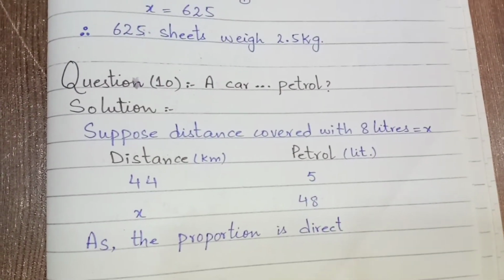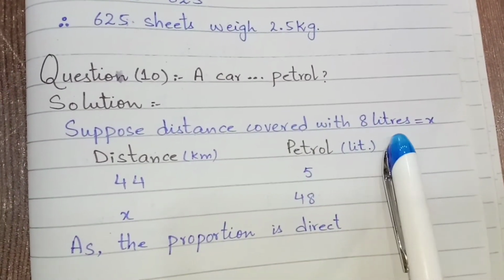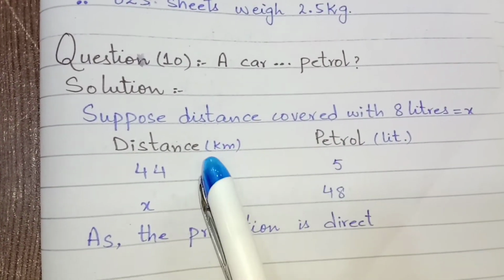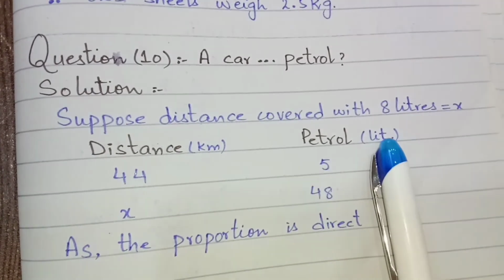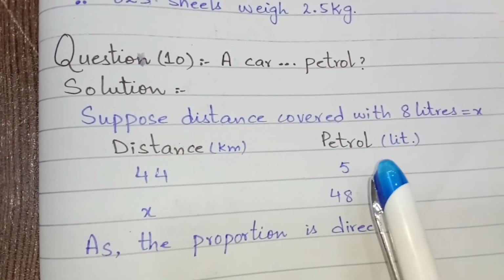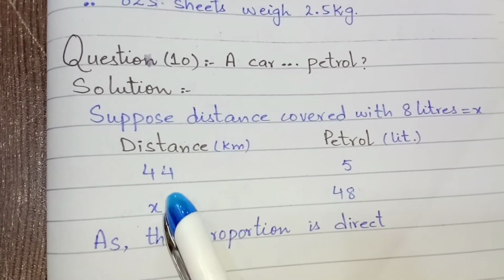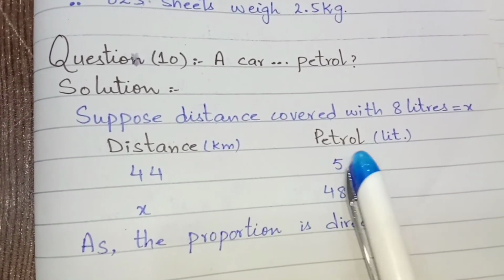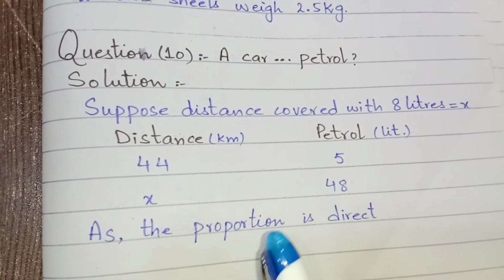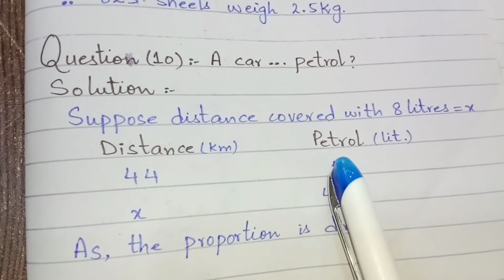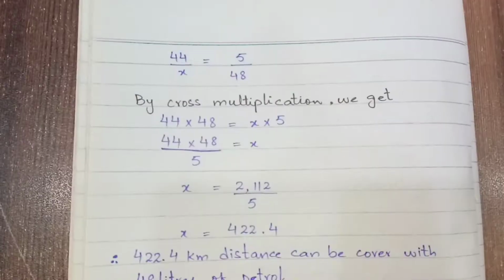So firstly we have to let the distance covered with 48 liters equal x. Two quantities are involved in this question, that is distance in kilometers and petrol in liters. So 44 kilometers in 5 liters of petrol. So we have to find how much distance a car will cover with 48 liters of petrol. So as the proportion is direct, 44 over x equals 5 over 48.